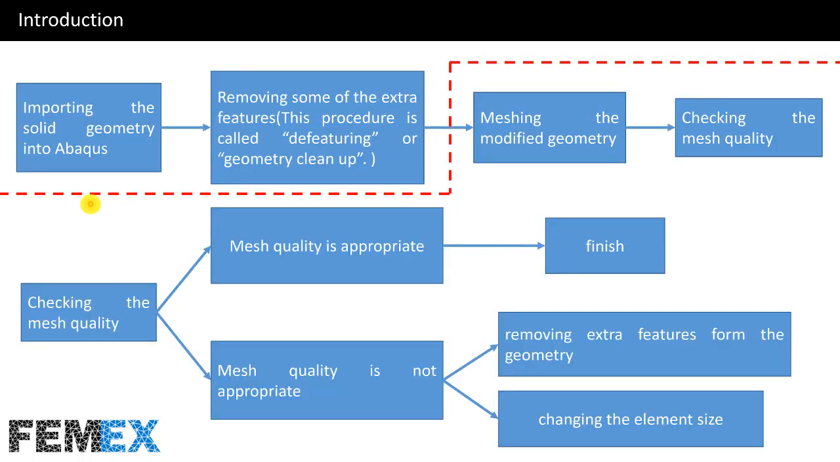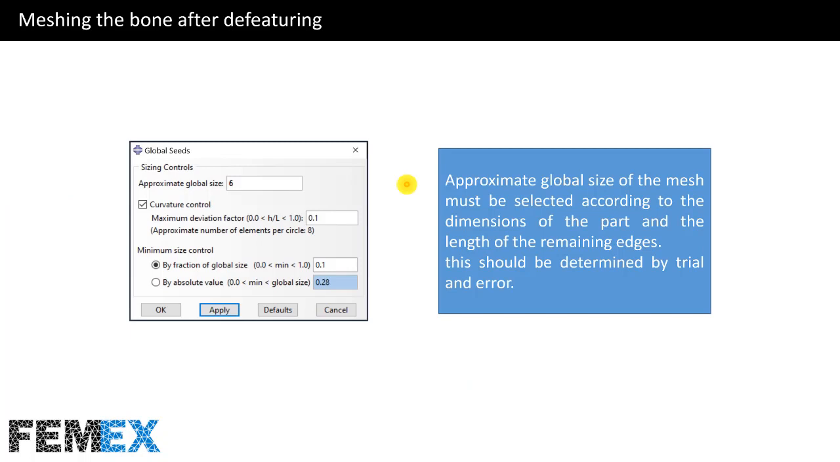In the previous video, I imported the solid geometry into Abaqus and I removed some of the extra features. In this tutorial, I mesh the modified geometry and then I will check the mesh quality and I will do the other remaining steps. Now I want to mesh the bone after defeaturing. I will use Global Seeds tool for generating seeds on all of the edges of the model.